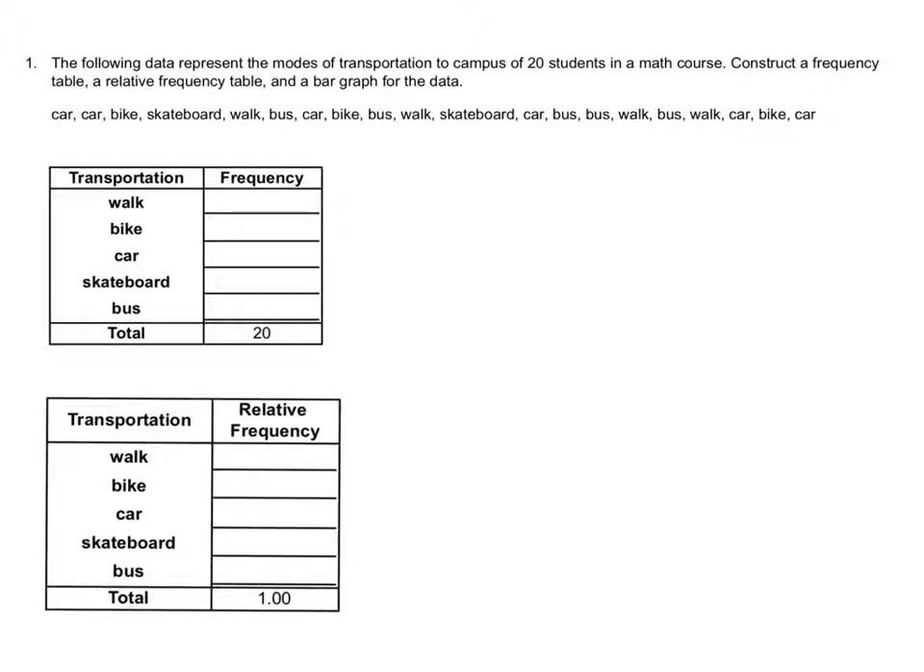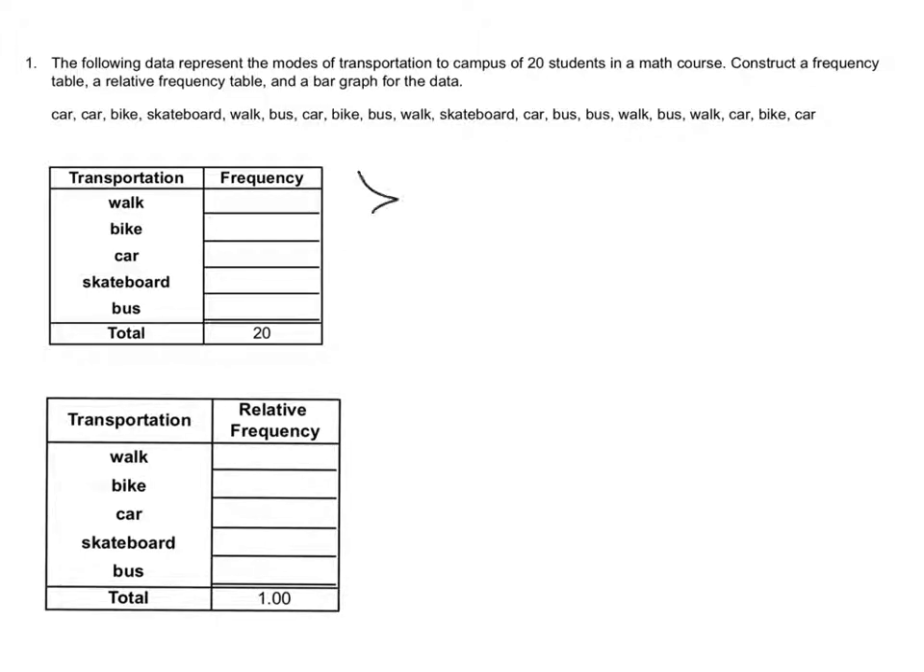Here we're given a data set that represents the modes of transportation of college students. And the data set consists of words such as car, bike, skateboard, walk, or bus. Now, we're going to create a frequency table, and a frequency table is just a chart where one column lists the different values of the data set. So in this case, it would list the different modes of transportation. And then the second column represents the frequencies of the values in the set.